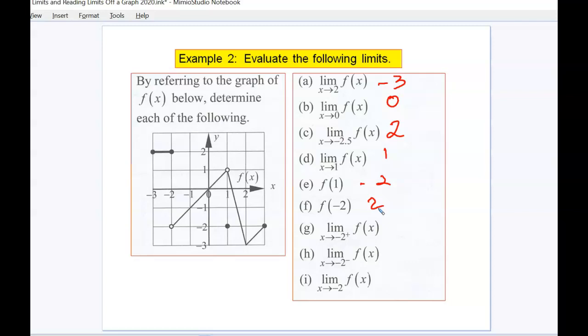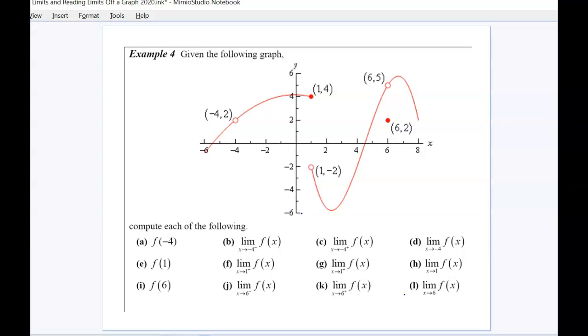The limit as x approaches negative 2 from the positive side would be negative 2. As you approach negative 2 from the negative side, it would be positive 2. So therefore, the limit at negative 2 does not exist. Finally, I want you to pause the video and give this one a try.